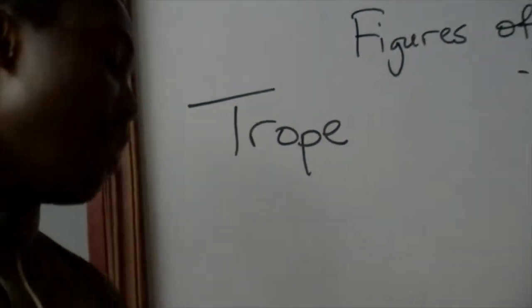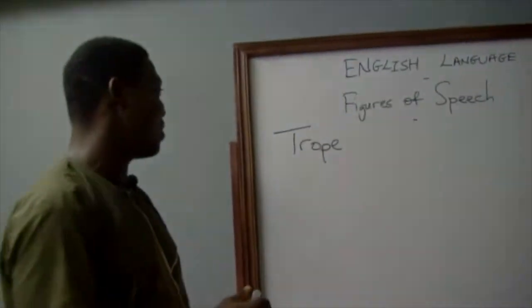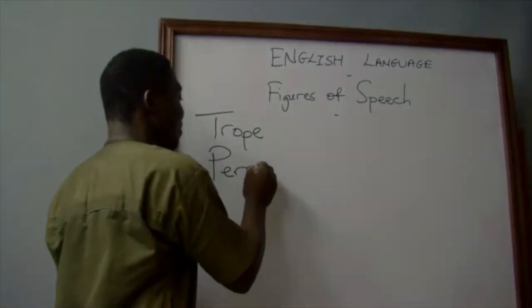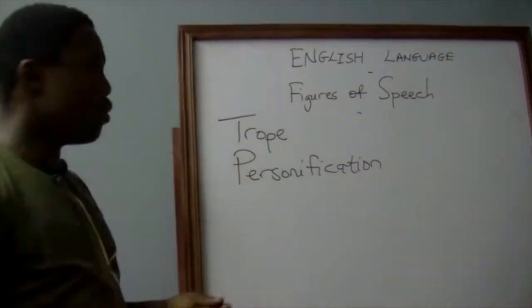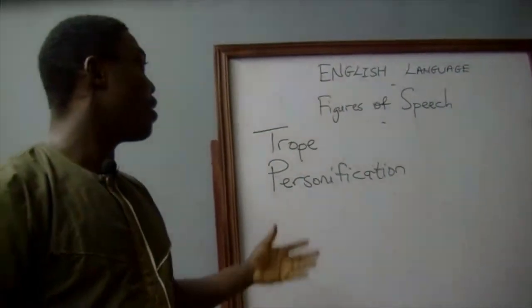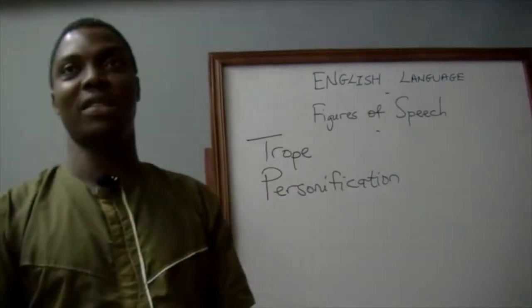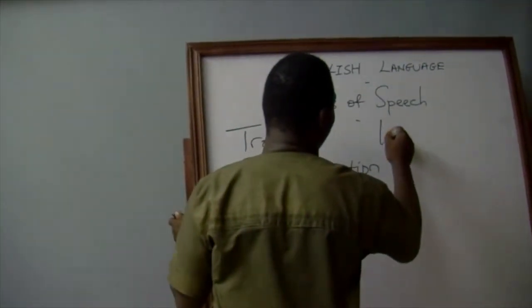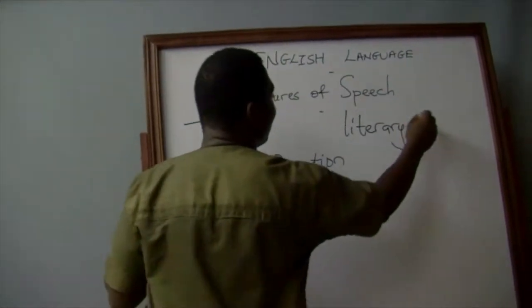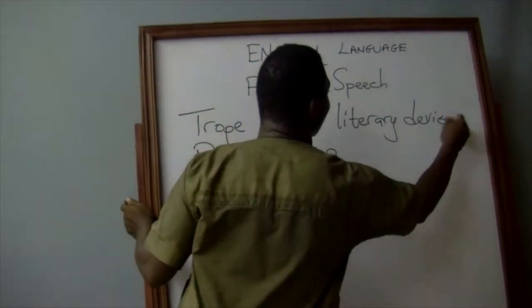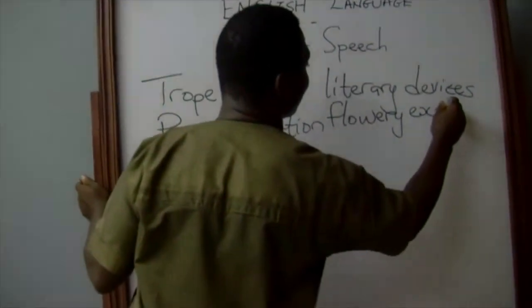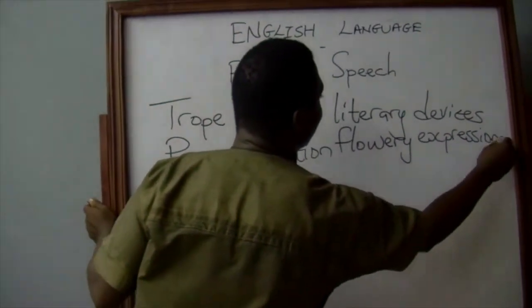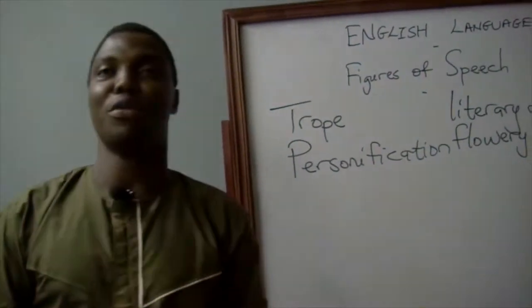And we are considering some of the figures of speech. Time will not permit us to take care of all of them. I'm going to start with my favorite one, and that is personification. Now, before we go on to explain this, figures of speech are also known as literary devices. They are also known as flowery expressions. And today, we are dealing first with personification.